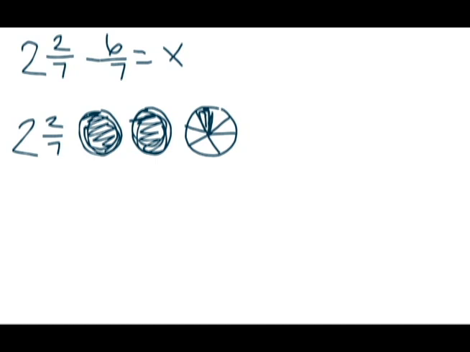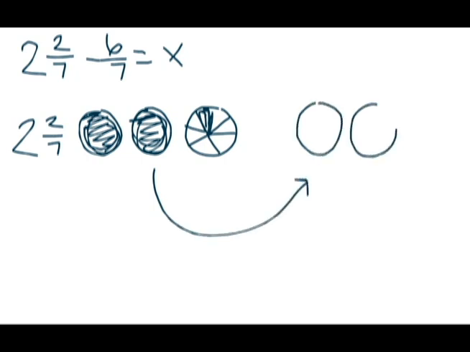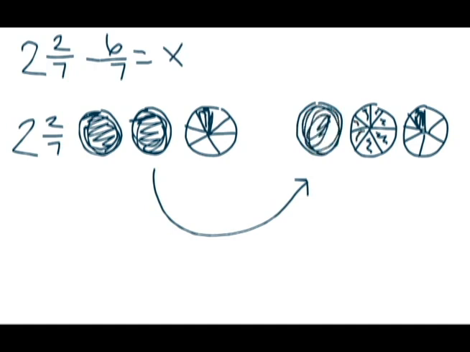So what I'm going to do is break up one of my wholes into 7s. This one fraction piece remains the same as it did on the left. And now I have my 7 pieces broken up from my whole, and my 1 whole can remain the same.